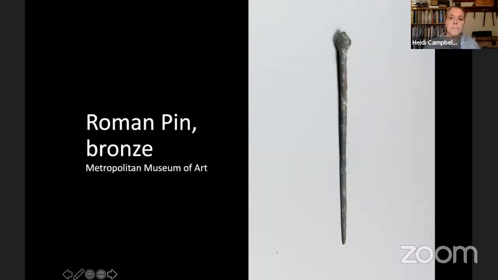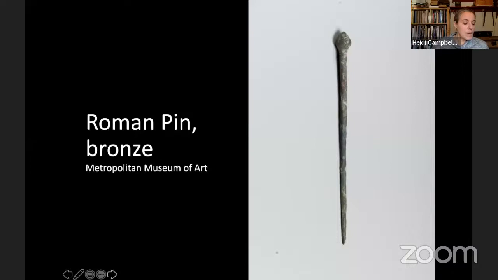This Roman pin that we see here, of course, we've jumped quite a few centuries into the future. It does not have a date particularly associated with its record. So I'm not really sure if this is a Roman pin from ancient Rome, or it could be a Roman pin from earlier in the period.